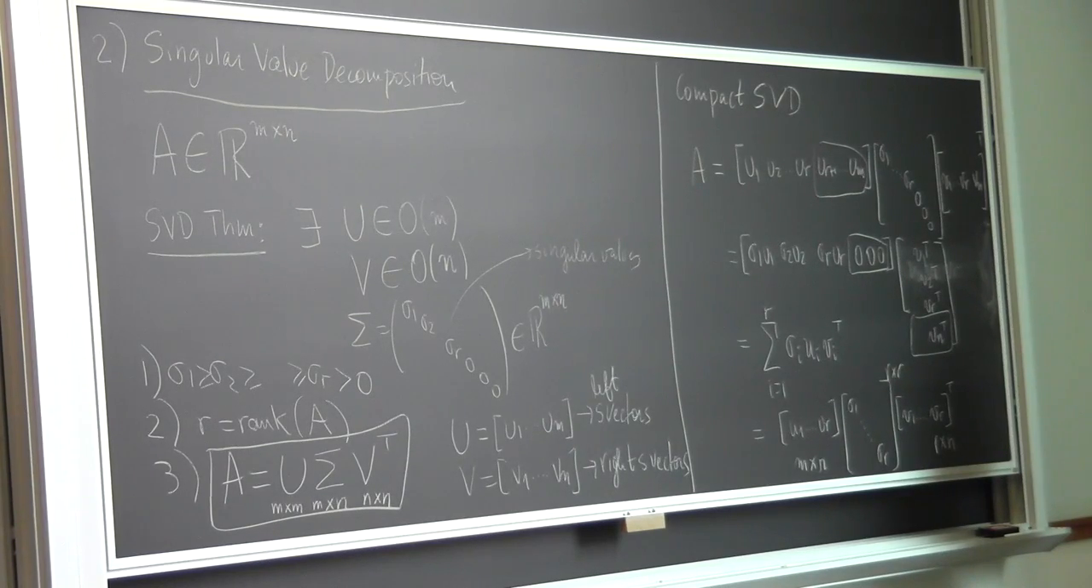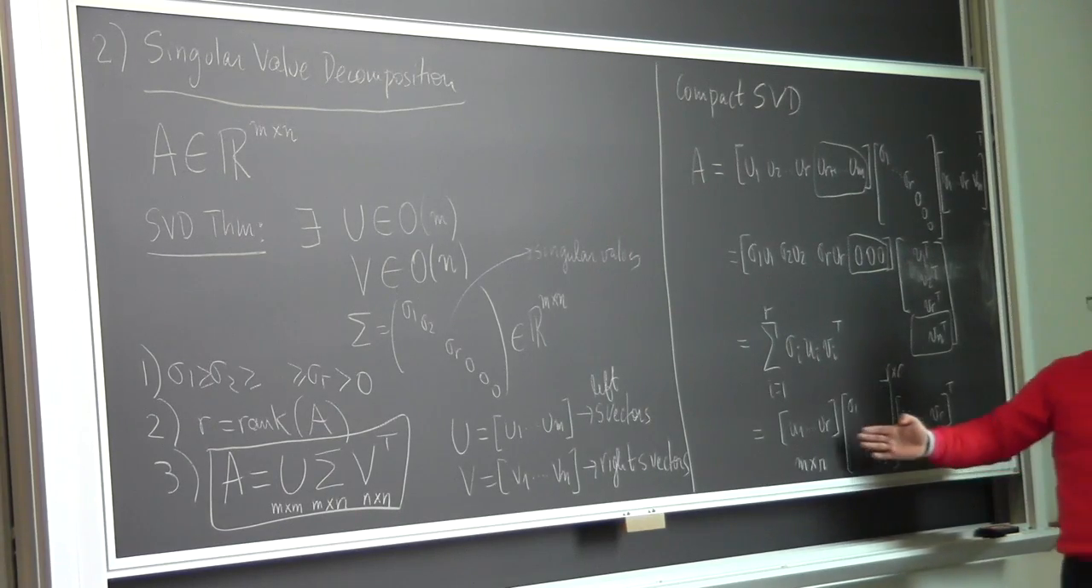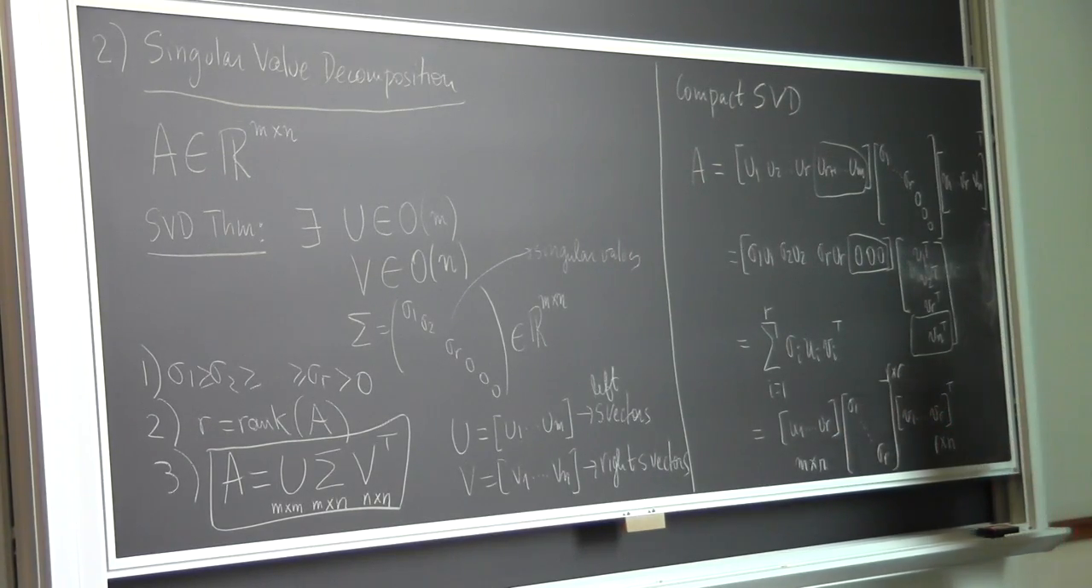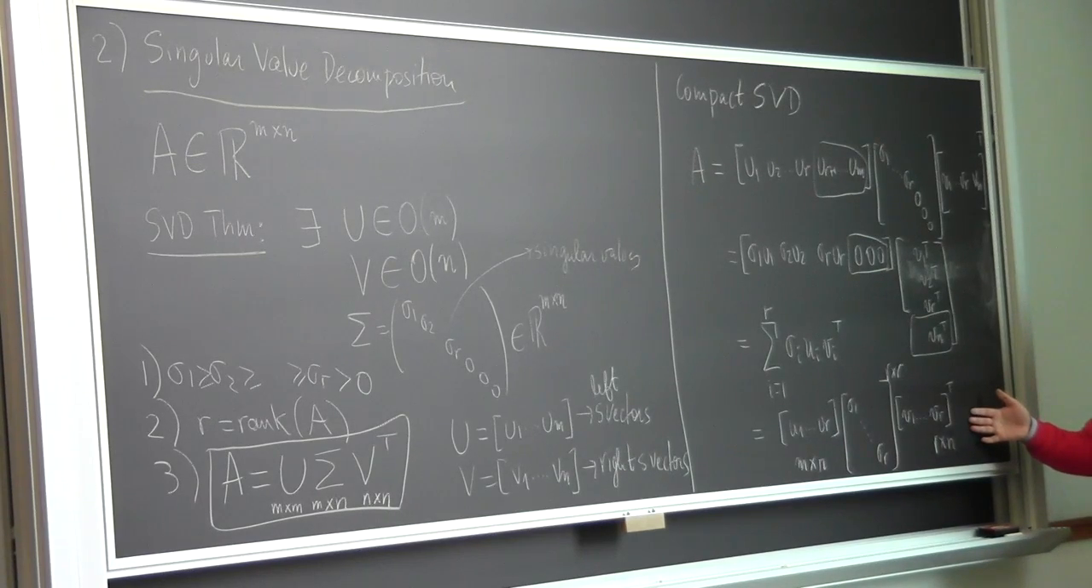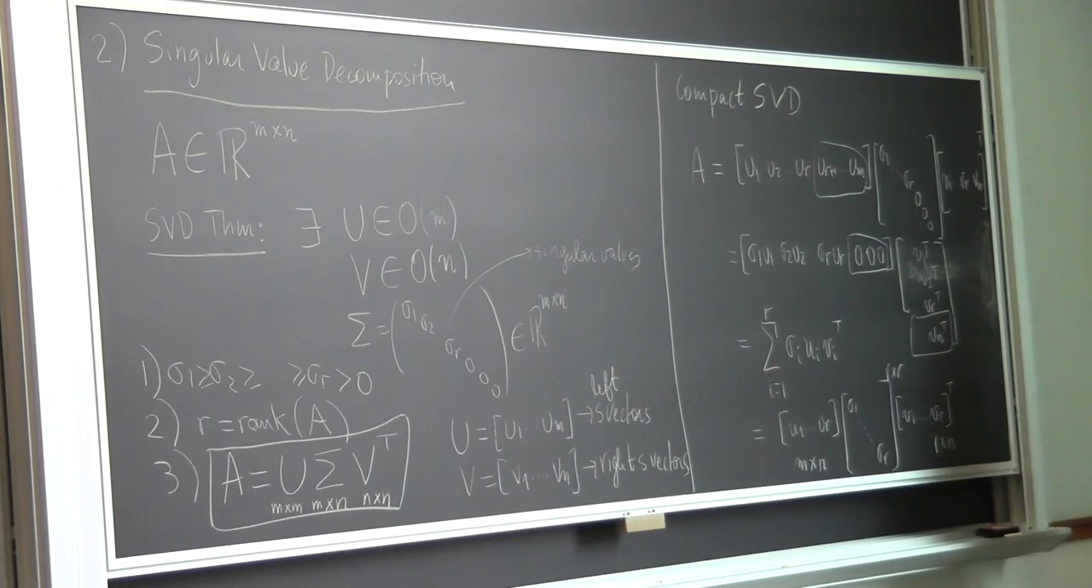The matrix has a rank R, right? So you expect that only R eigenvectors are going to be relevant. So that's exactly what the compact SVD does. Are there any questions so far?